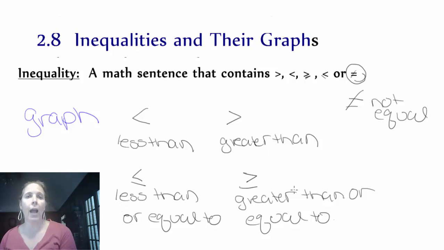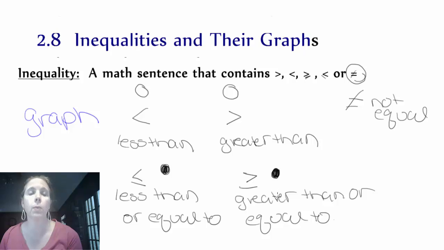When we go to graph, which I'll do on the next page, what you need to know is if it's not an equals to, if it's just less than or greater than, you're not going to fill in the circle, which I'll explain in a minute. If it's less than or equal to or greater than or equal to, you would fill in the circle because it includes that point, which will make more sense when we do the graph here in a minute.